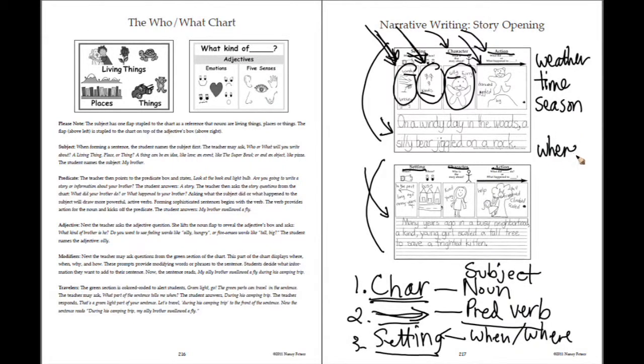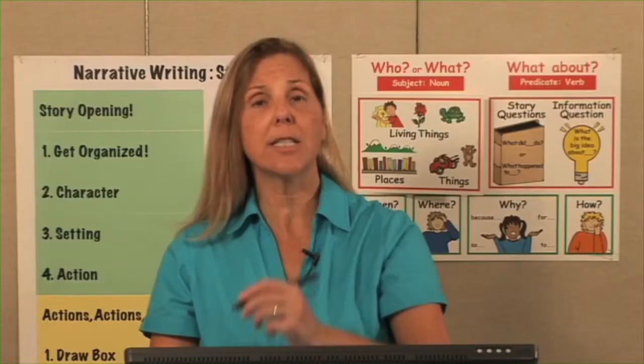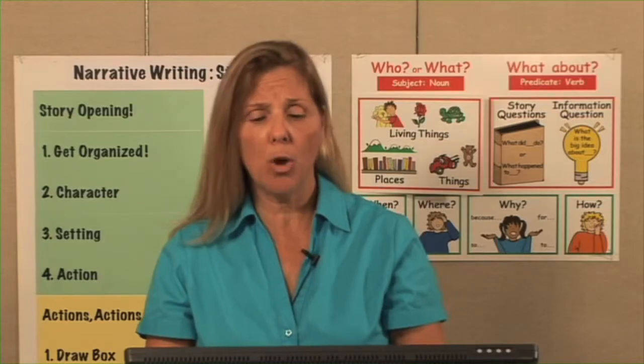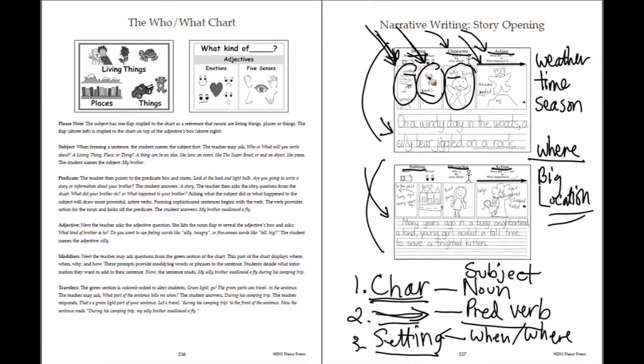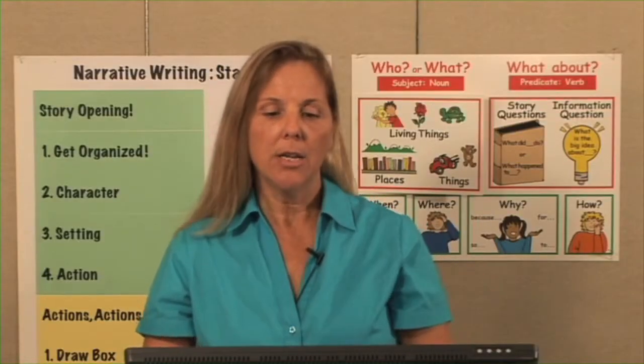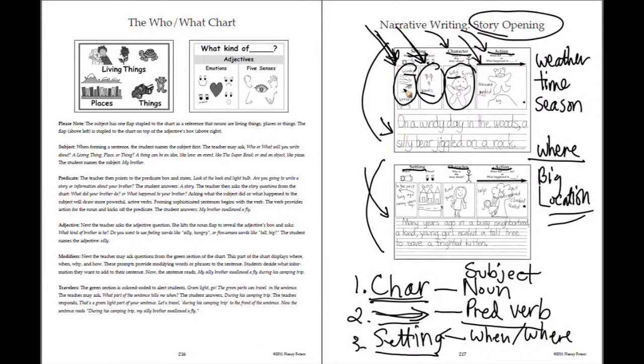Your where needs to be the big location. What location is your bear doing this action? In other words, we don't want to say on a windy day on a rock, a bear is dancing. You want to say the big location because this is the story opening. You are giving your reader the setting, the big setting. So we're saying, on a windy day, out in the woods, a bear danced on a rock.